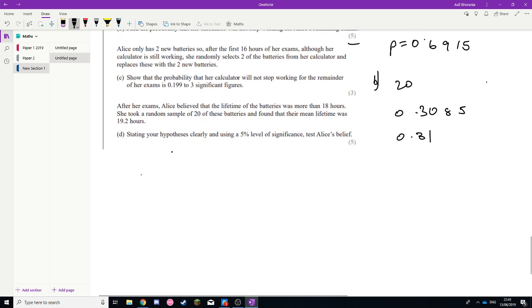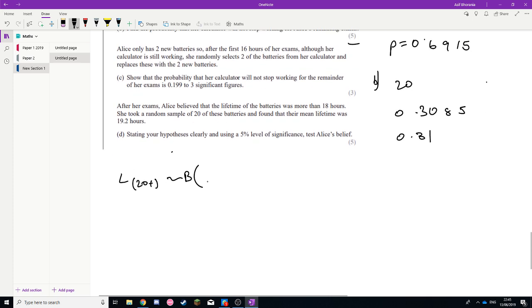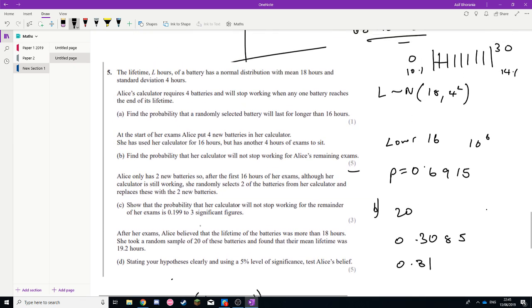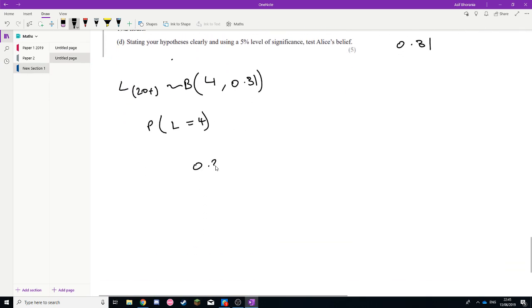Now I'm going to do a binomial distribution for the batteries, saying batteries lasting 20 plus hours is going to be distributed by the binomial distribution, 4, 0.31. I want to know the probability that L is equal to 4. I need all 4 batteries to be these batteries. So that's just 0.31 to the 4.